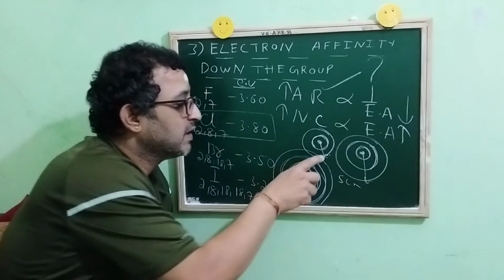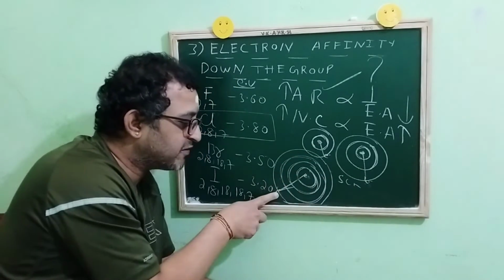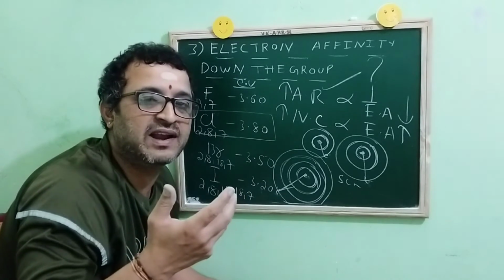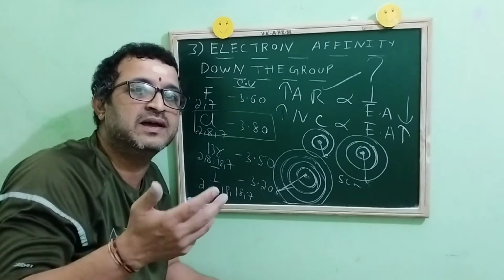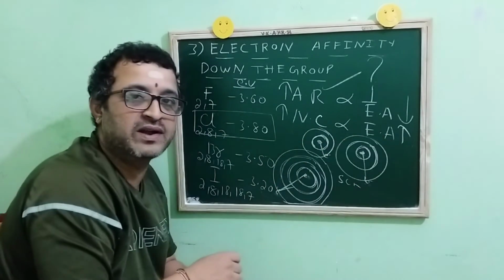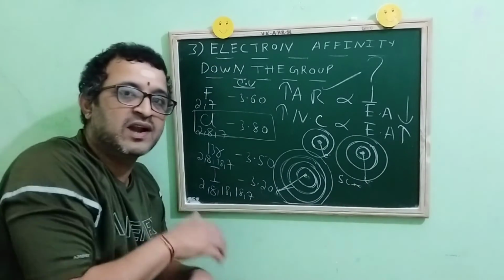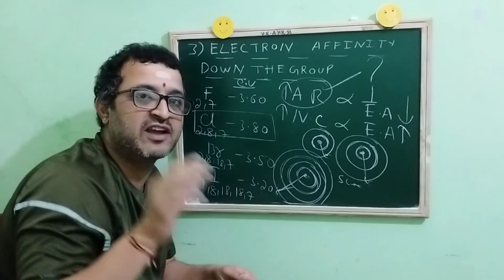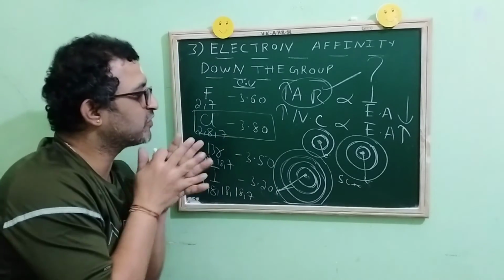I repeat, the size of the atom is increasing, the distance between the nucleus and the outermost electron increases, and the force of attraction will decrease. So whatever the increase in the nuclear charge, that is not affecting the values of electron affinity, because of the screening effect. So the conclusion is that atomic radius dominates over nuclear charge because of the screening effect. Right, children? Now let us come to this one.